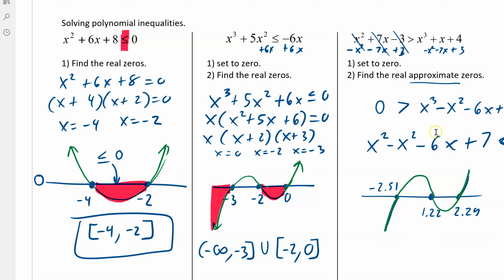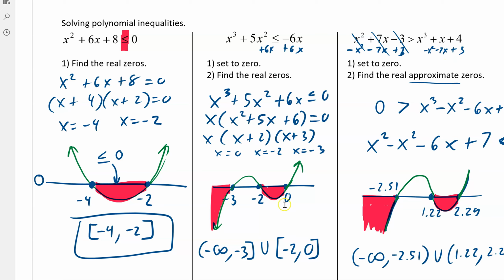Now if we had gone the other way, it would have been greater than 0, and our graph would have been upside down. But it's not. So we're again looking for less. So we want this area here, shade everything that's below the graph from the line to the graph. And then this area as well. These are all values that are less. And so our answer would be, this is only a parenthesis this time, so negative infinity to negative 2.51, parenthesis, union, parenthesis, 1.22, 2.29. So that's our answer with approximate zeros.